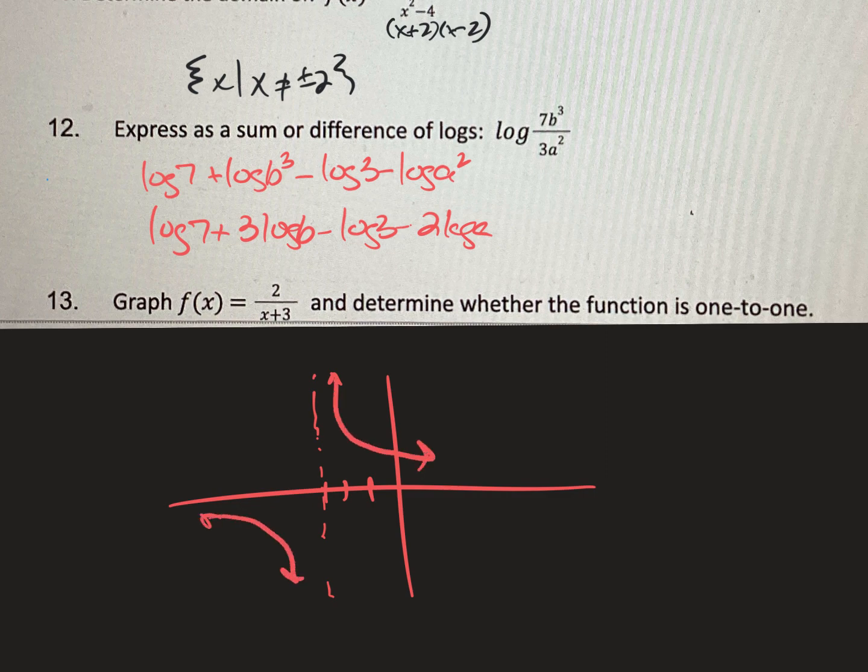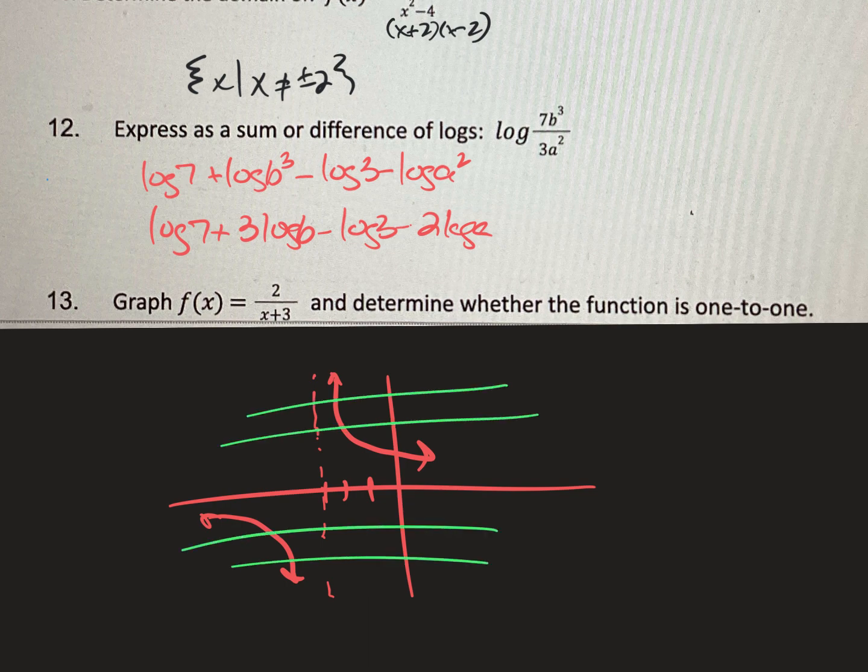And what you're checking to see is, does it pass the horizontal line test? And guys, no matter where I draw a horizontal line, I can only hit that graph 1 time. So is it 1 to 1? The answer is yep. If it fails the horizontal line test, it's nope. If it passes, it's yep. And you can graph that on your calculator if you want to.